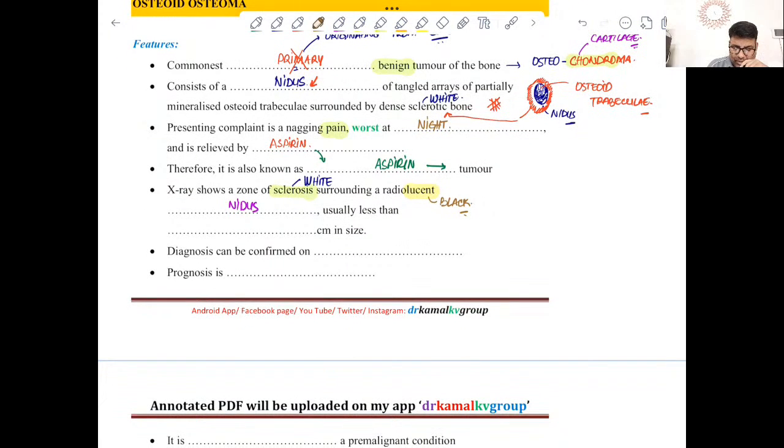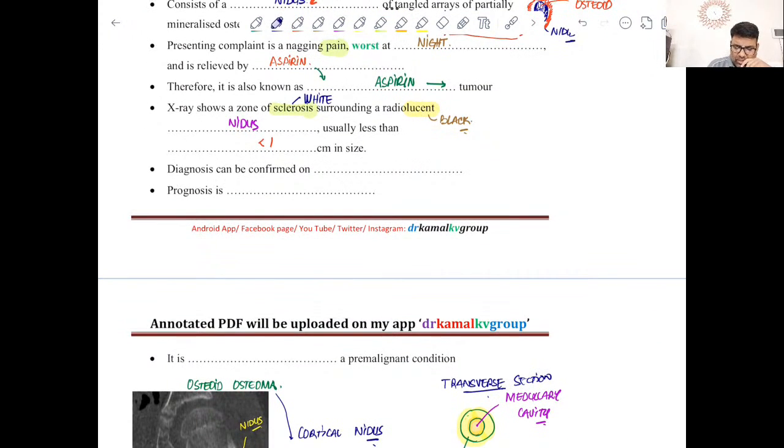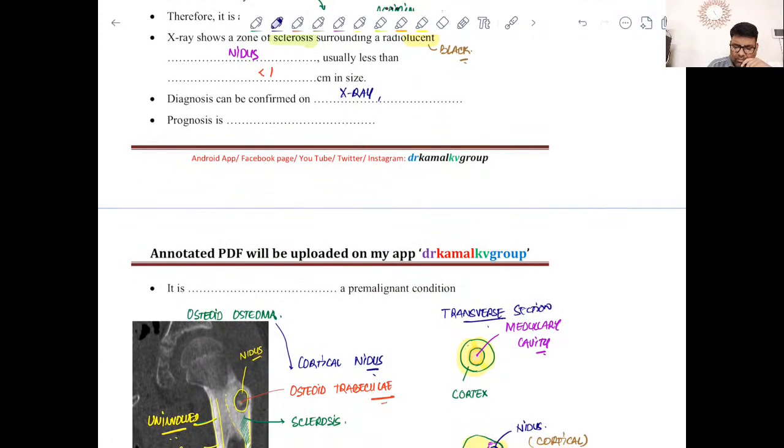And the size is very important here. It is less than 1 centimeter. Some books say less than 2 centimeter, but it doesn't make any sense. So less than 1 centimeter is also good. And for diagnosis, yes, you can do x-ray, you can do biopsy. So x-ray helps us in making a diagnosis, and for any tumor, biopsy should be done.